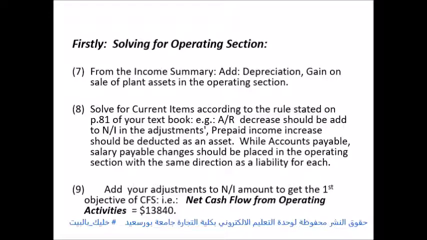Let us firstly solve for operating activities. We have in operating activities the figure of the net income, which represents the result of the income summary according to the accrual basis. Now, write under net income adjustment for net income, to reconcile for cash flow from operating activities.